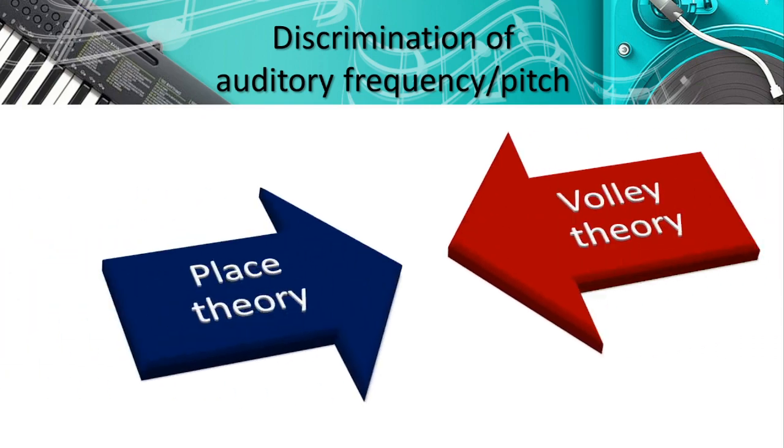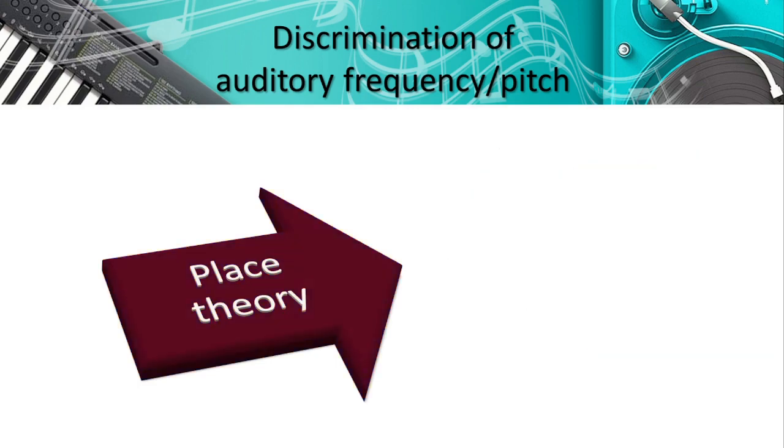Now let us come to the point of how we are able to discriminate the auditory frequency or pitch. There are two theories which explain this. They are place theory and volley theory. We will see about these one by one. First, let us think about place theory.